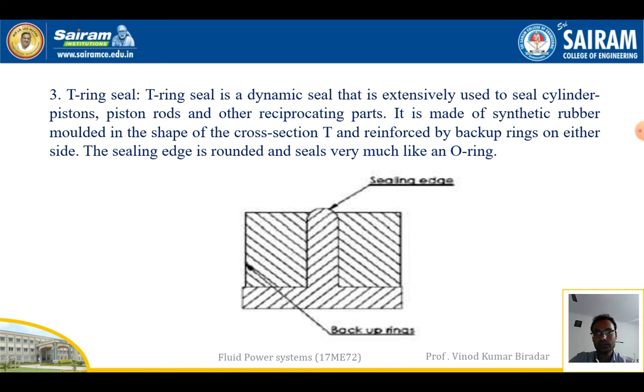A T-ring seal is a dynamic seal that is extensively used to seal cylinder pistons, piston rods and other reciprocating parts. It is normally made of synthetic rubber molded in a T cross-section shape, reinforced by backup rings on either side. The sealing edge is rounded, very much like the O-ring. Normally all these seals are used to protect the component and prevent leakage from the hydraulic power system, but based on different appearance they are classified differently.